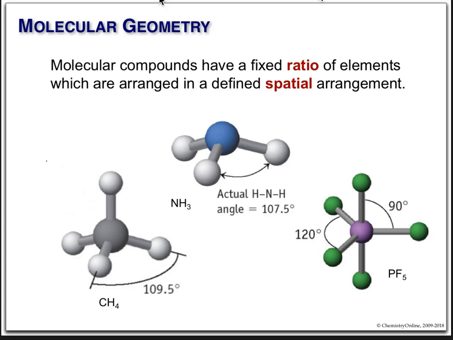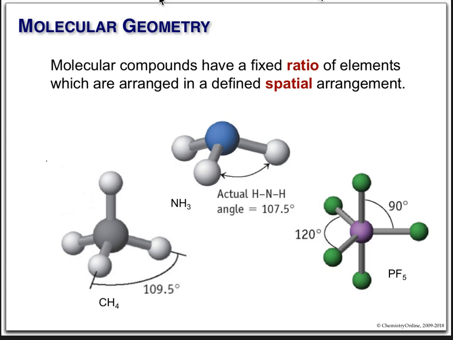Tetrahedral is something they don't teach in kindergarten, but they should. All of the angles are 109. The element in the middle is suspended, equidistant from everything else. This is ammonia. Angles here are 107, kind of a little pyramid shape.